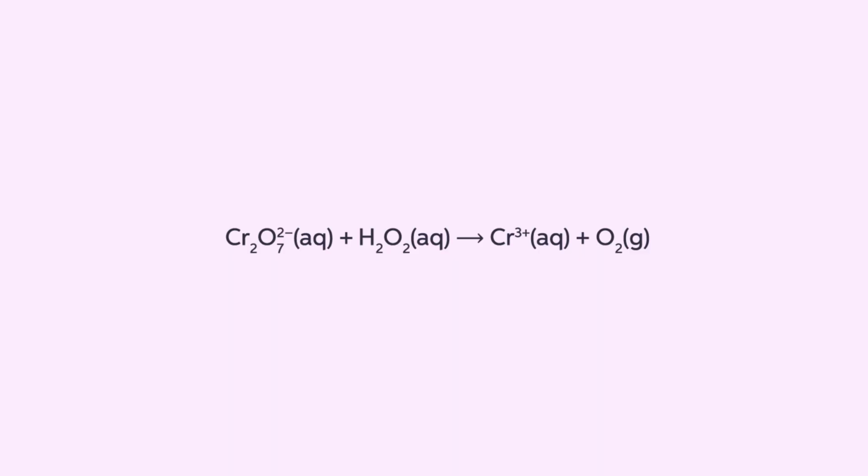To start off, let's proceed as if our conditions were neutral. Our first step is to balance all atoms except for hydrogen and oxygen. Next, we have 2 chromium atoms on the left and only a single chromium atom on the right. So we'll add a coefficient of 2 to the chromium on the right.